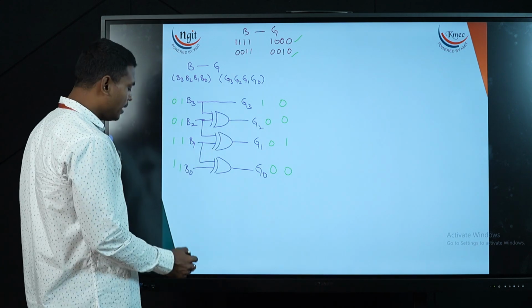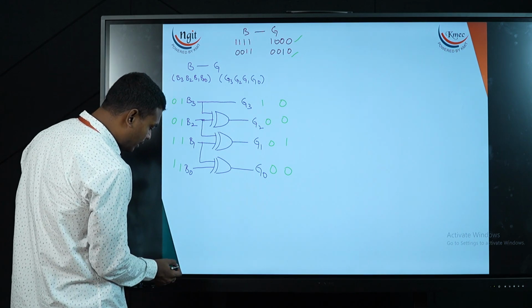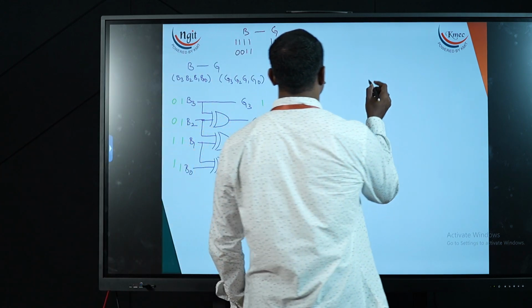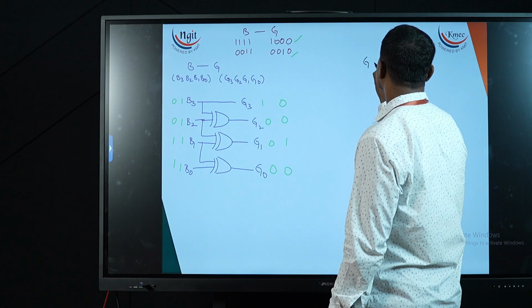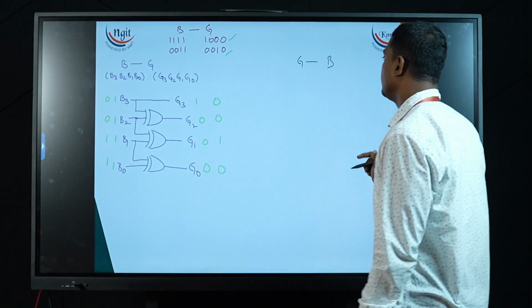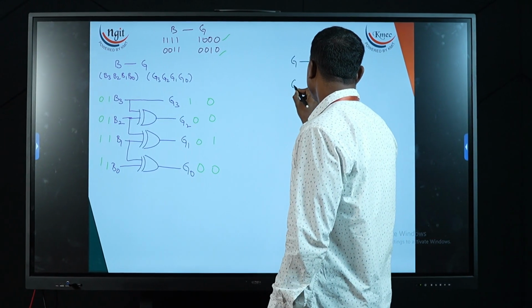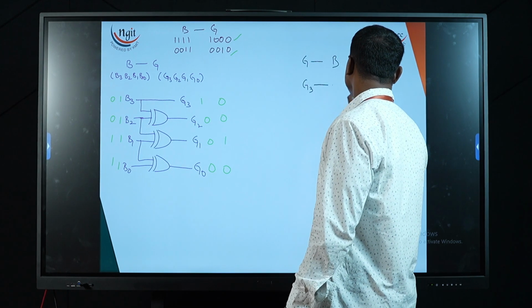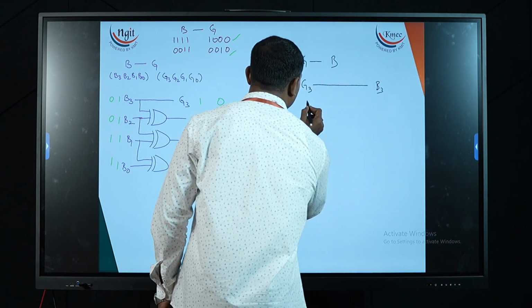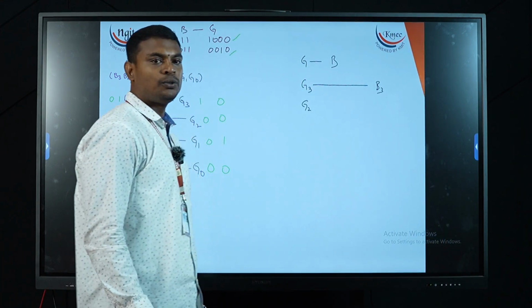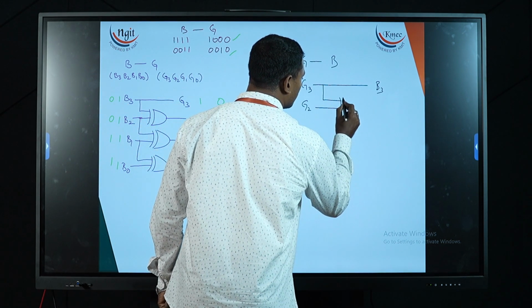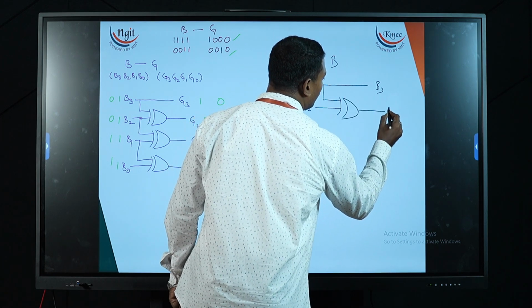Let's check again for gray to binary. Let's see how gray to binary works for us. Now I'm writing the conversion for gray to binary, which means I'm doing a reverse operation, from gray to binary. I'm going to take G3 directly to B3. Next, G2. For G2, what am I going to do? I am going to perform an exclusive OR operation between these two, so that I get B2.